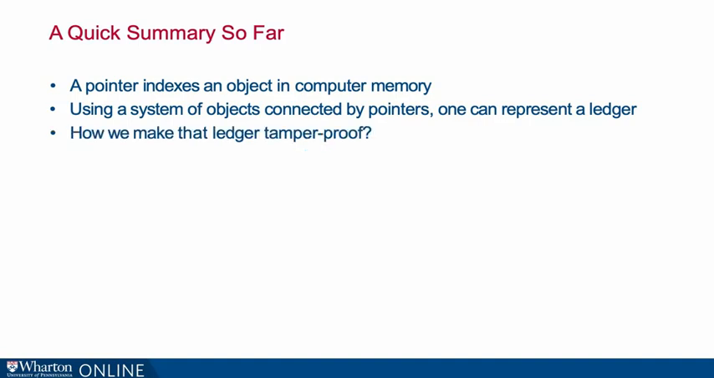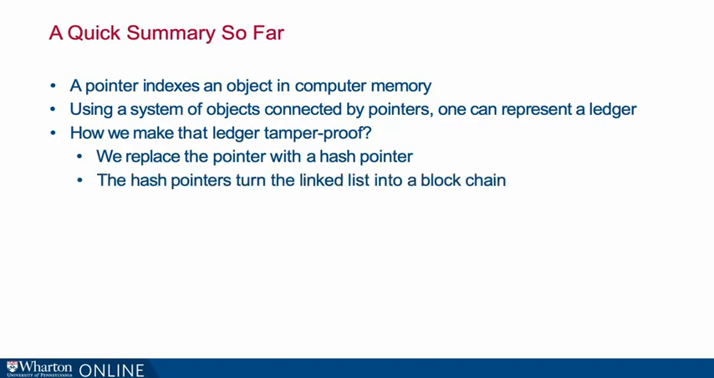Now, how can we make that ledger tamper-proof? Well, we replace the pointer with something called a hash pointer. Now, what this hash pointer does is turn the linked list into a blockchain. So what's a hash pointer? Well, first we have to understand a hash function.